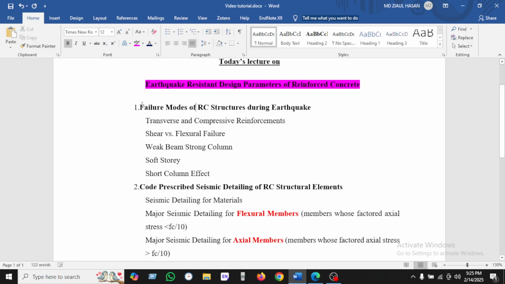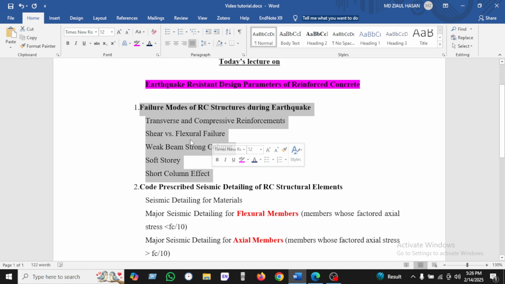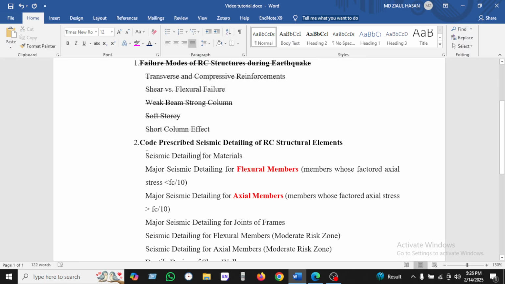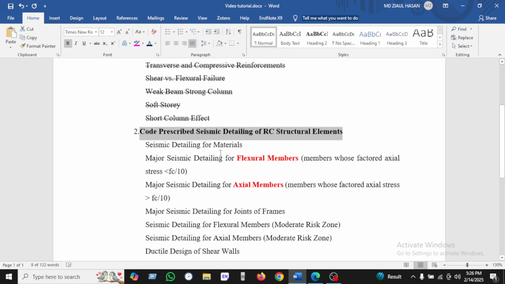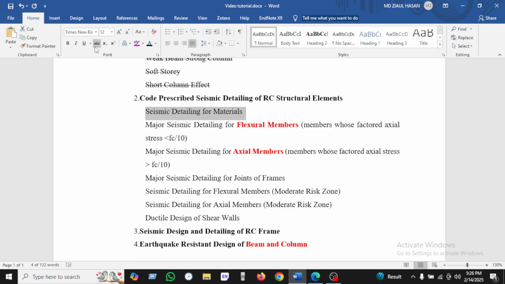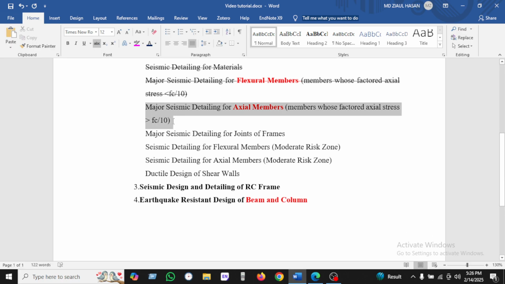So we have already covered the failure modes. We have completed transverse versus compressive reinforcement, shear versus flexural failure, weak beam strong column, and soft story. So these are what we have completed. Now we are going to the code prescribed seismic detailing of RC column. At first, for materials, we have discussed here the seismic detailing for flexural member whose factored stress is less than 10. We have completed that. Now we are describing this phenomenon. Okay.